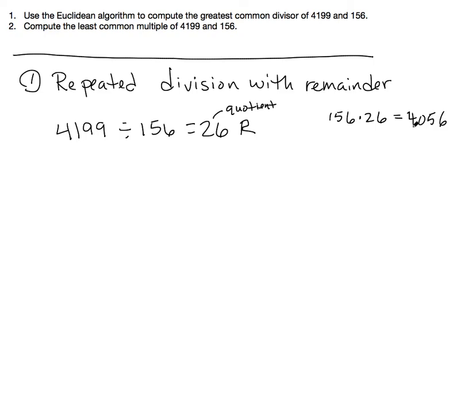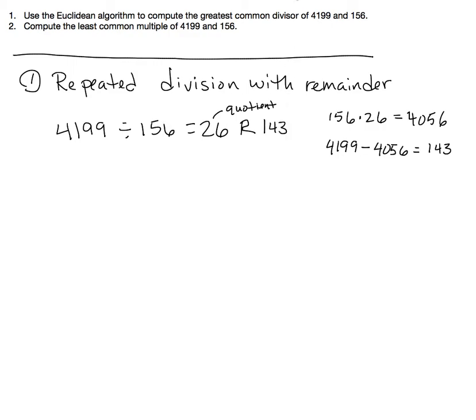So it's 4,056. Now I need to know how many are left over after I do all of those groupings. To figure that out, I will do subtraction. I take 4,199 and I subtract 4,056, the number that I get from my groupings. When I do that, I get 143. That is my remainder after I put together all of my groupings.